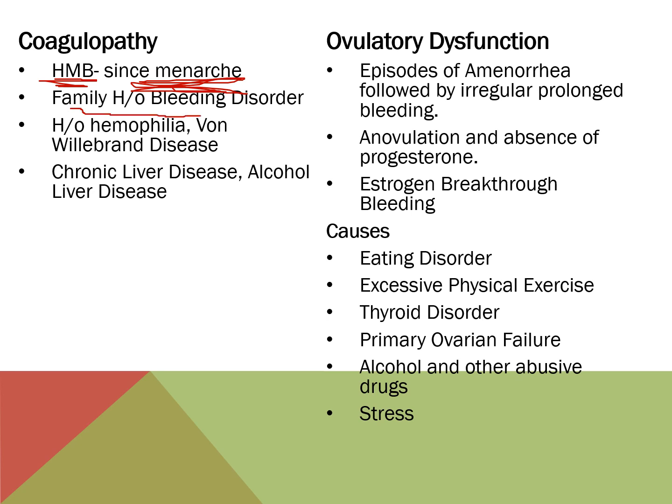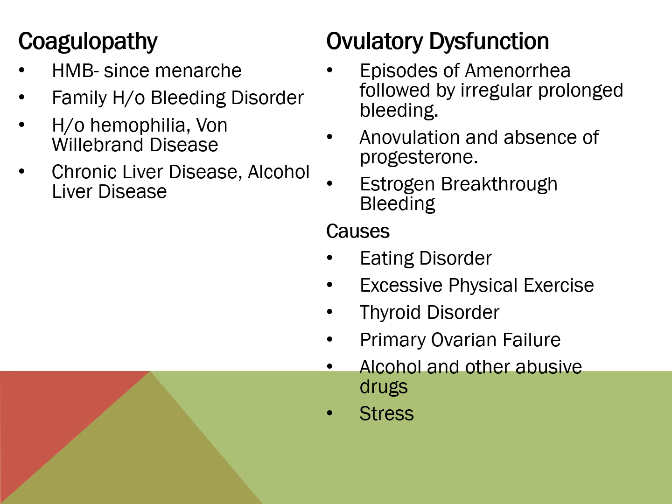von Willebrand disease or any hemophilias, or if it is something that is an acquired coagulopathy, that can be in the chronic liver diseases or in the alcoholic liver diseases. So this was all about the coagulopathy. Next we have ovulatory dysfunction. The ovulatory dysfunction is also an important cause of AUB.